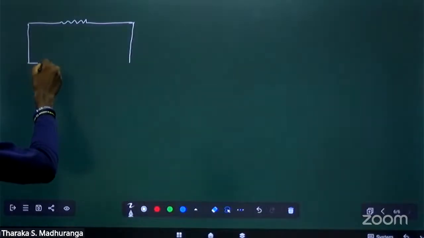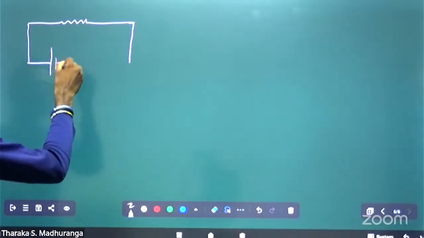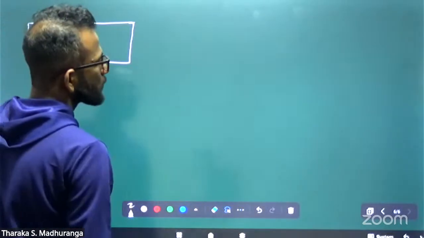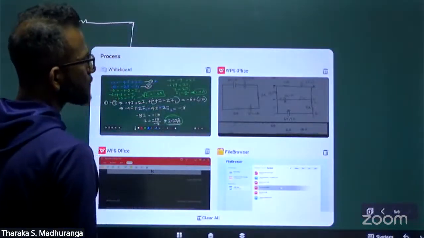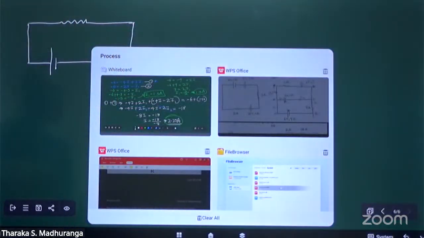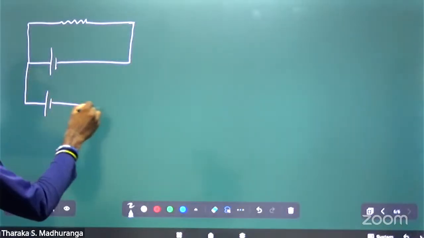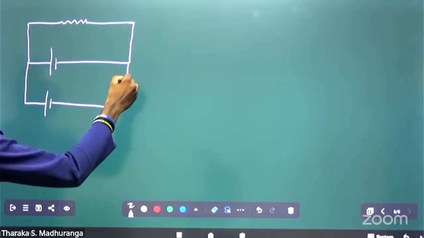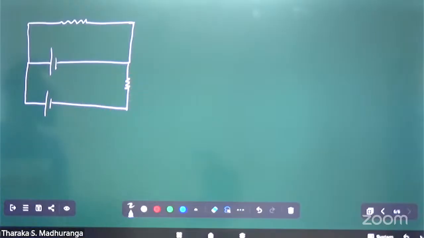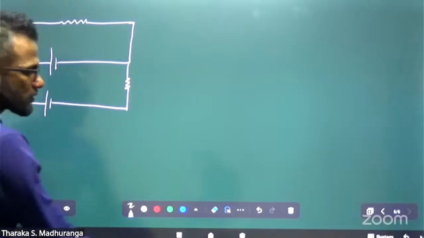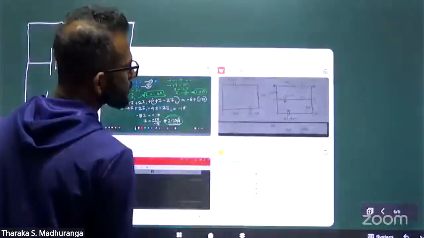These battery directions are very important. Battery directions are important. Both batteries have the same direction. Okay. Simple circuit. You can mark the values.